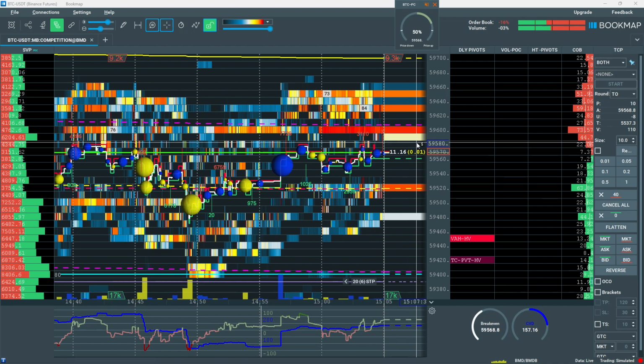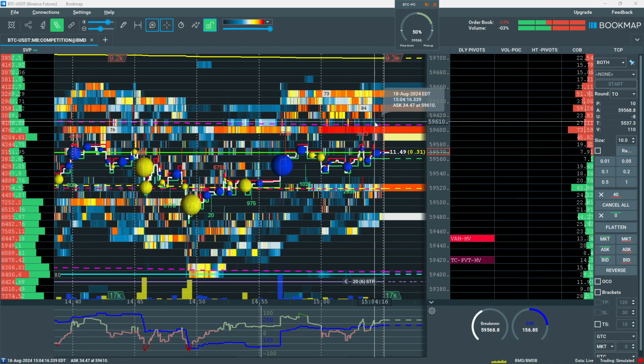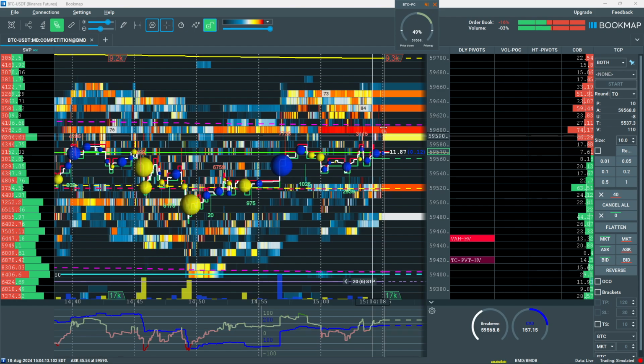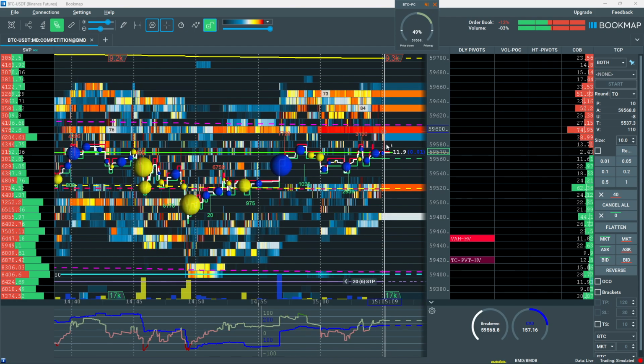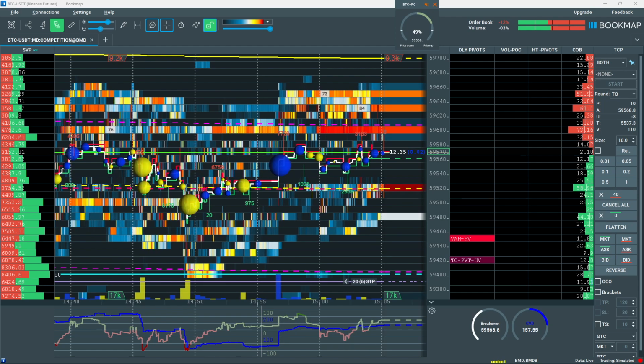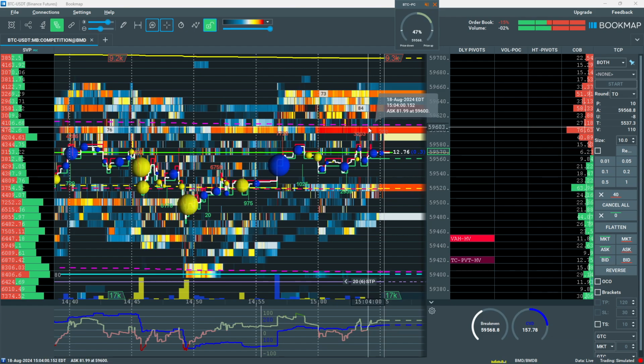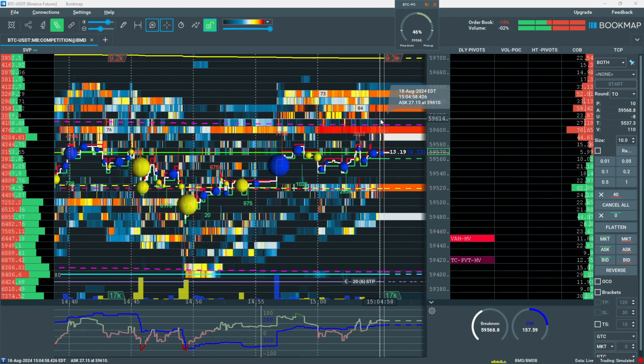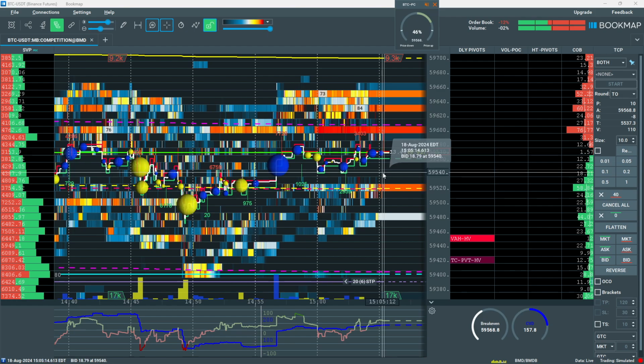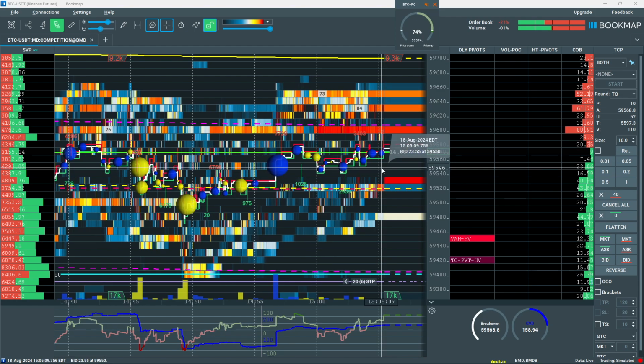All right, so still waiting to go through this liquidity right here. At least it's not selling off right now. That's good.